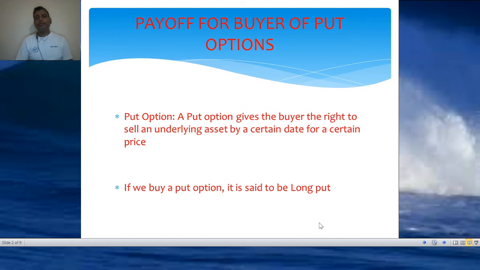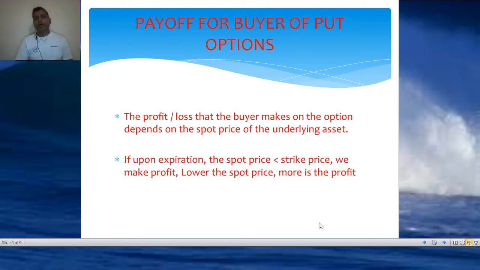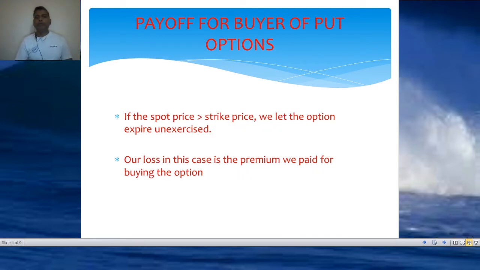A put option is basically an instrument that gives the buyer the right to sell an underlying asset by a certain date for a certain price. The profit or loss that the buyer makes on the put option depends on the spot price of the underlying asset. If upon expiration the spot price is below the strike price, the put option buyer will make a profit. The lower the spot price, the more the profit. But if at the time of expiry the spot price exceeds the strike price, then the put option buyer will let the option expire worthless. That means he will not exercise his option.